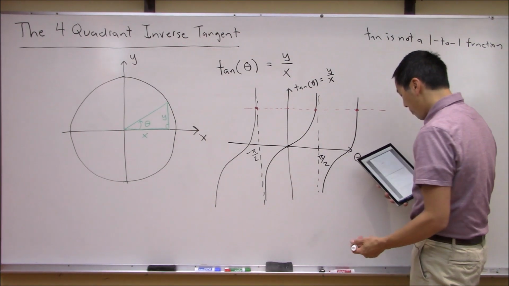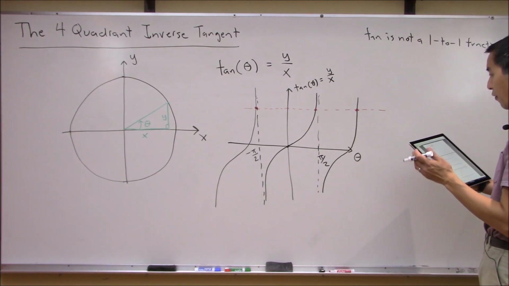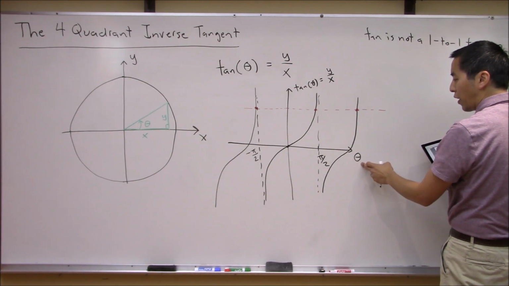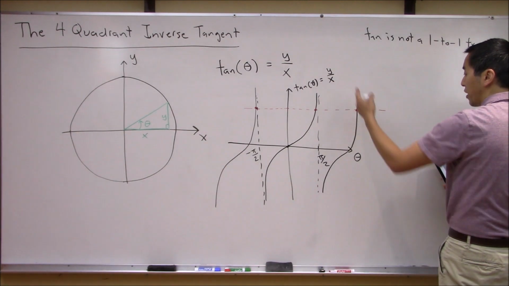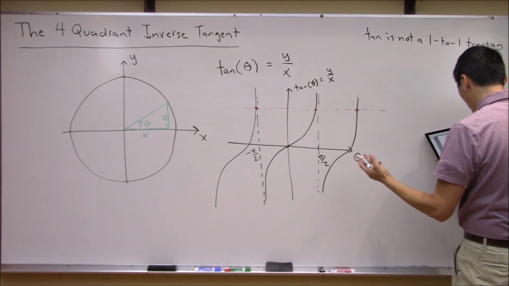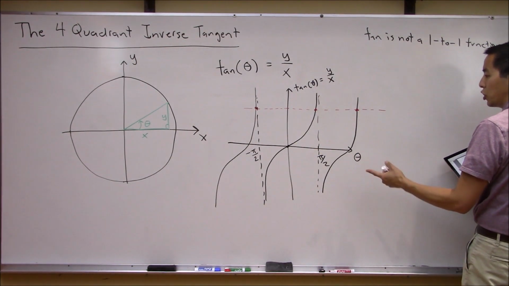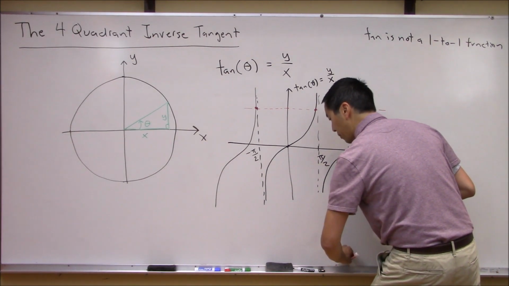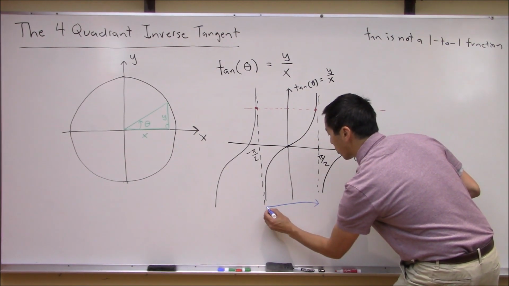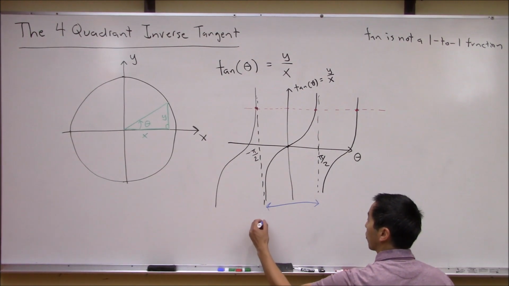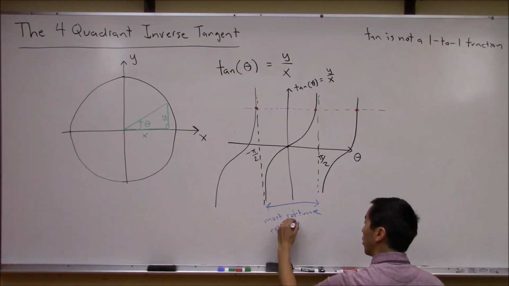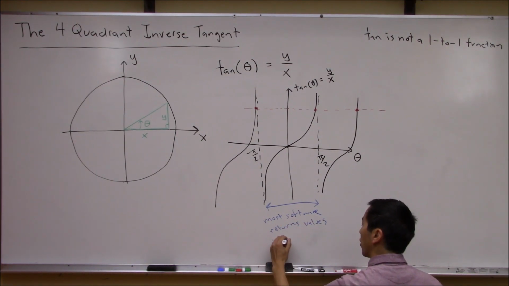So for any given value of y over x, we have to pick which value of theta we want to return when someone says, give me the theta that corresponds to a specific y over x. Most software implementations will choose a range in this region. So let me do this in another color, blue. Most software packages will return something in this range. So let's write this down: most software returns values in this range.